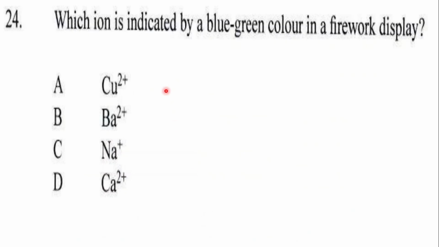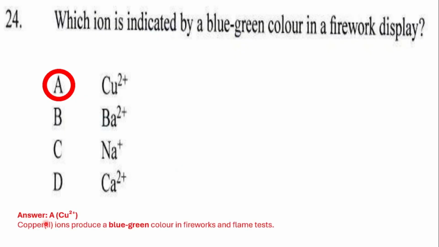Let's move on to question number 24, and it says which ion is indicated by a blue-green color in a firework display? Is it Cu2+, is it Ba2+, Na+, or Ca2+? The correct answer is definitely going to be A, Cu2+, because copper-2 ions produce a blue-green color in fireworks and flame tests. So the correct answer is definitely going to be A.